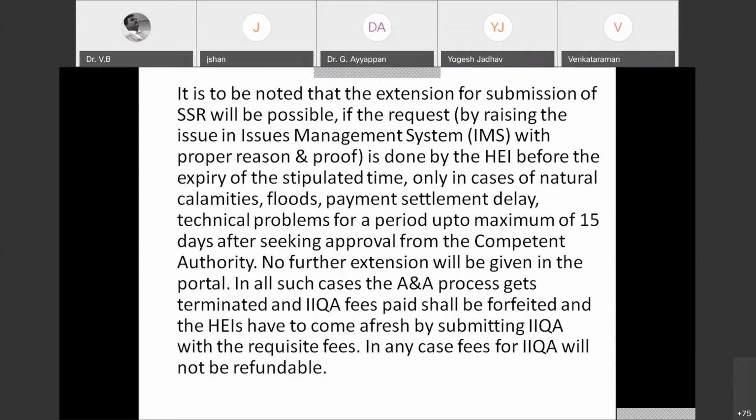And whatever be the case, if the institution says that they are not going to submit the SSR, even in that case, the fees that you already paid, the 25,000 rupees which you paid for the IIQA, will not be refunded, because that 25,000 rupees was purely for the IIQA processing.